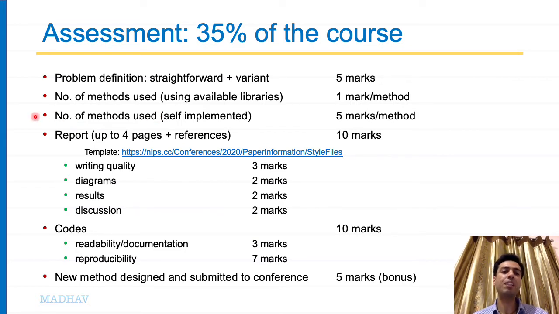For each method you implement, the whole code you write yourself, we will give marks out of 5 per method. There will be some upper limit, maybe 2 or 3 methods. And then the report. So finally, you implement everything. You have to submit your report and you have to submit your codes.